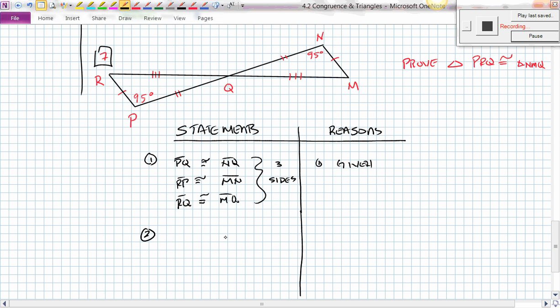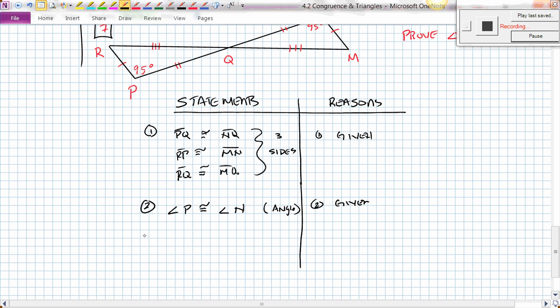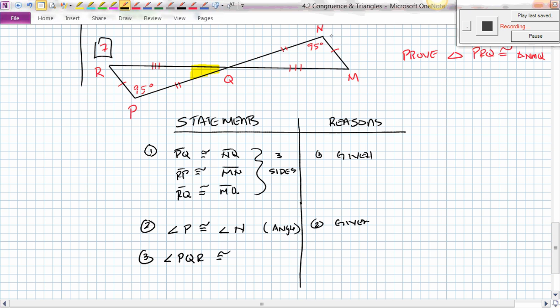Okay, number 2. I know that angle P is congruent to angle N. That's also given to me, and that counts for an angle. I need to show the other 2 angles are congruent. So number 3, can we say that angle PQR, which is this angle here, has to be congruent to angle NQM, which would be this angle over here? I'll do it in pink so you guys can see it. Now, why is that true? Hopefully you realize that those 2 angles are vertical. So that's another angle I have shown.